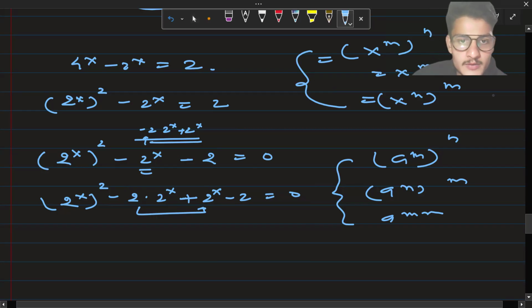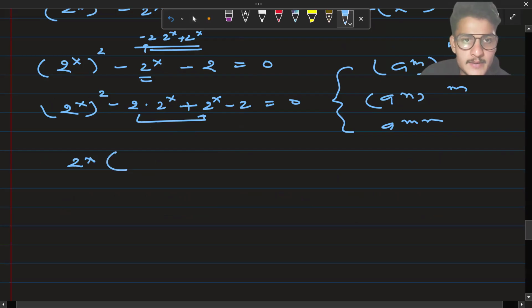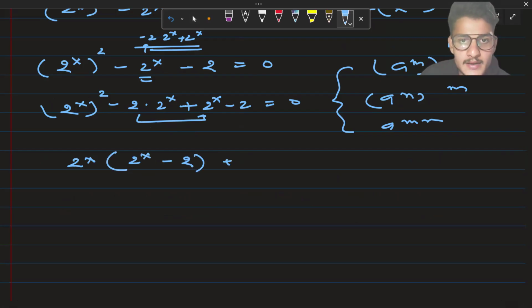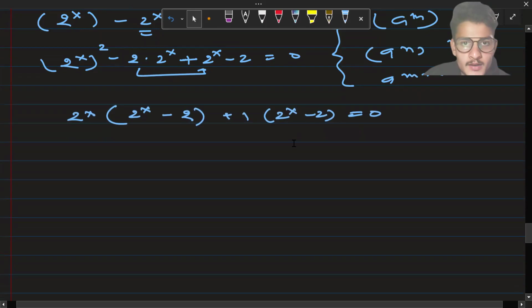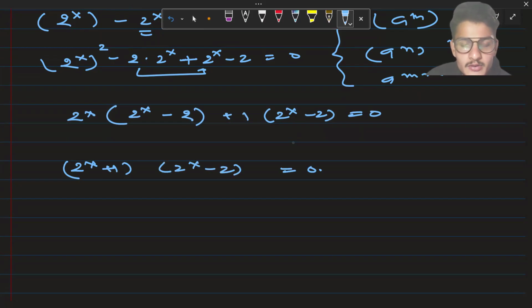Okay, now you will see here 2 to the power x can be taken common and 2 to the power x minus 2 will come here and again 1 will be taken common. This is a quadratic equation concept. Okay. Then what you will see here is 2 to the power x plus 1 into 2 to the power x minus 2 is equal to 0.